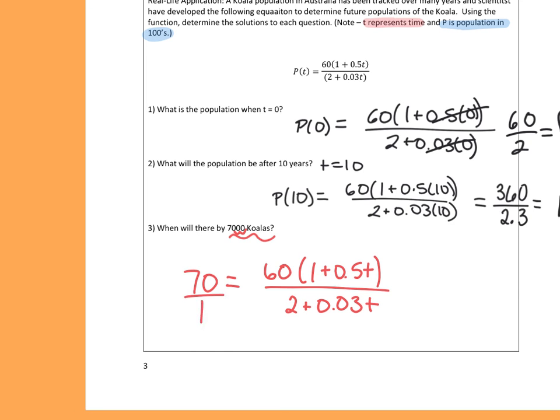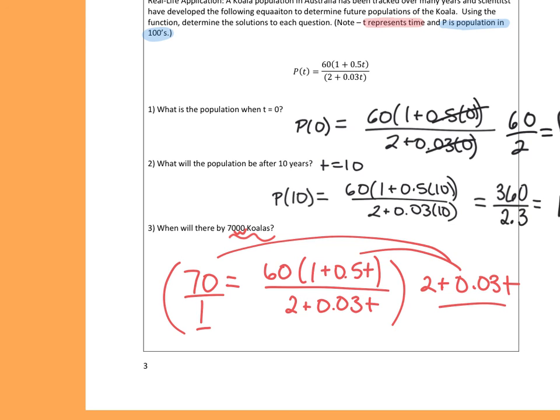And now we solve. So we got that invisible denominator of 1. So we look for a common denominator. If one of them is 1 and the other one is something else, it's obviously going to be what that is. So 2 plus 0.03t is going to be our common denominator. We distribute that out to both. So to get from 1 to this, we multiply by 2 plus 0.03t. So 70 times 2 plus 0.03t equals, to get from this to this, we just multiply by 1, so we just leave this alone.